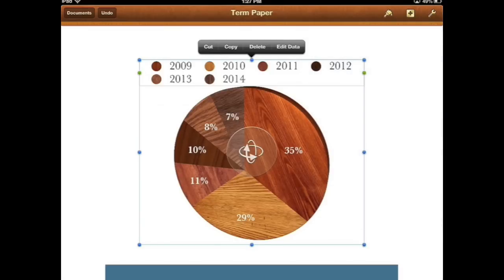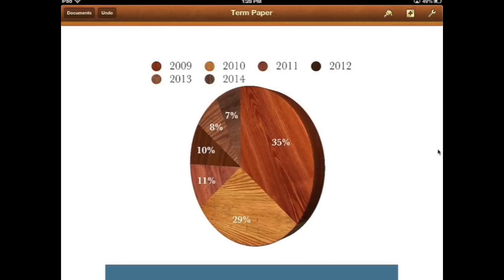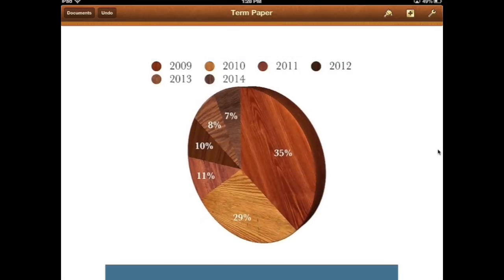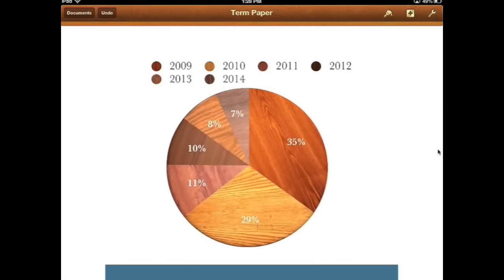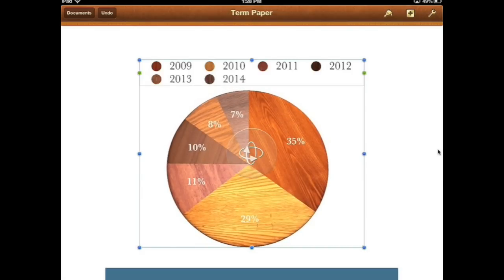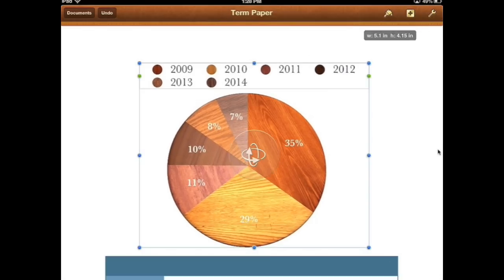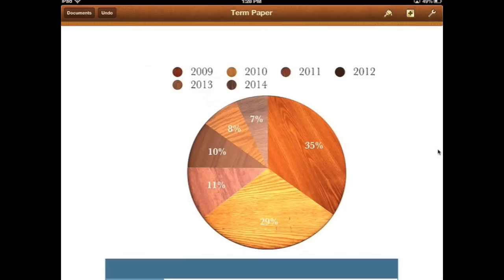And from here, you'll notice that you get these 2 ovals with arrows on it. If I touch that and move my finger around, it allows me to rotate this so that I could change the perspective on it. If I want to resize it, I could grab any one of those handles that you see, any of those little blue dots.